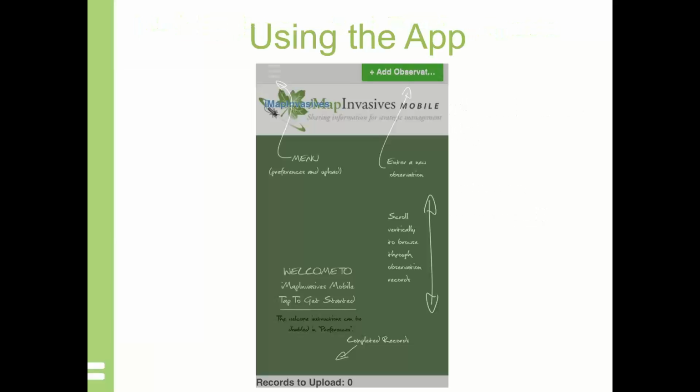This is the home screen of the app, and this is the welcome screen that shows you where all the different places in the app are, where you can add an observation, where the menu is. And to continue on, you just tap the screen.